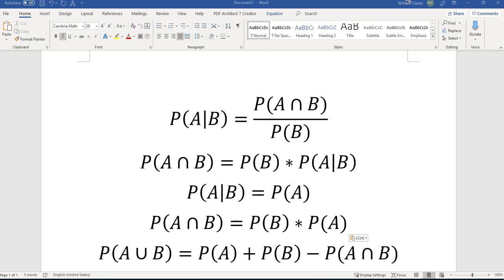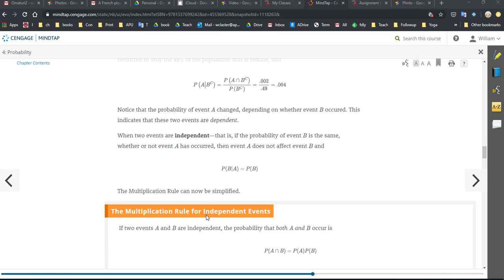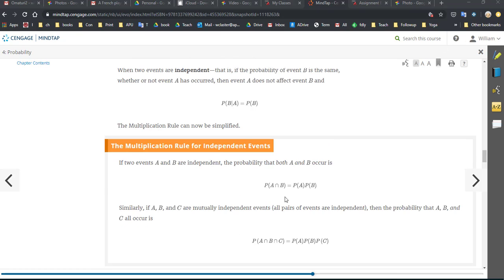Anyway, going back to here, they say it can now be simplified like this. So you can remember this as, for intersection, you can change it to multiplication, but only when the two events A and B are independent. And this can easily be shown for more than just A and B. If you have A intersect B intersect C, and they're all independent, you get something like this.